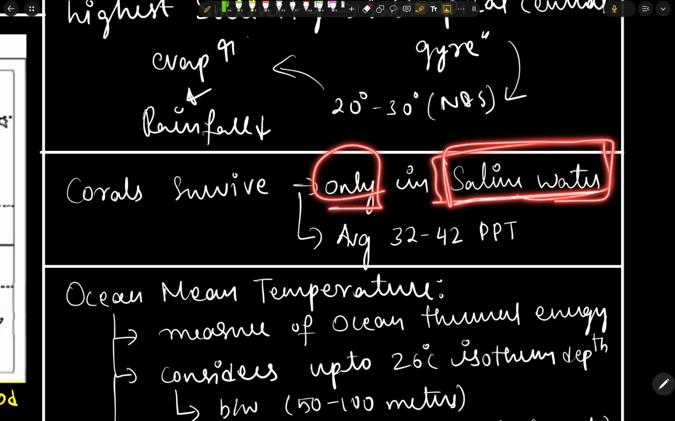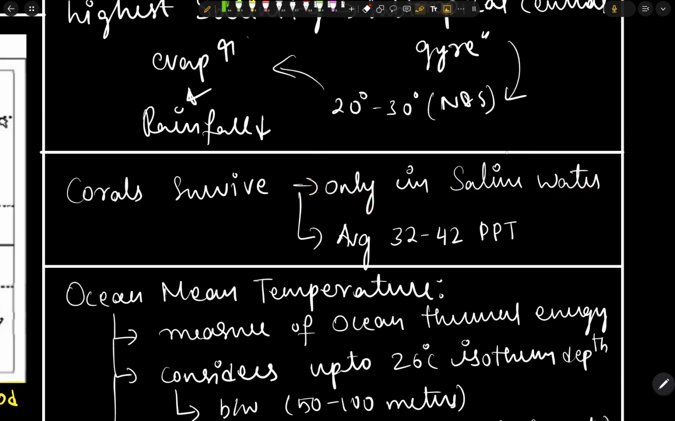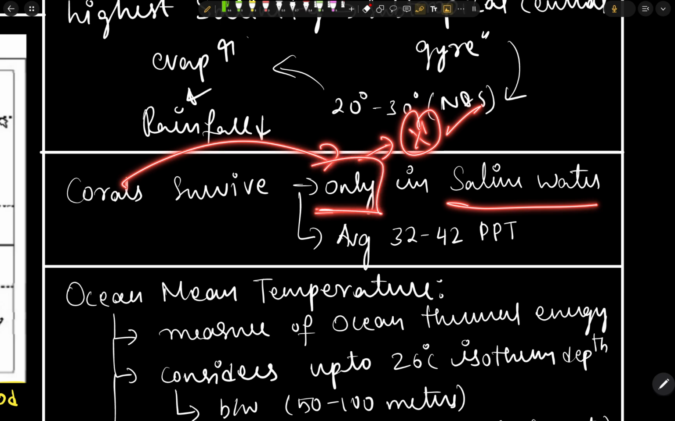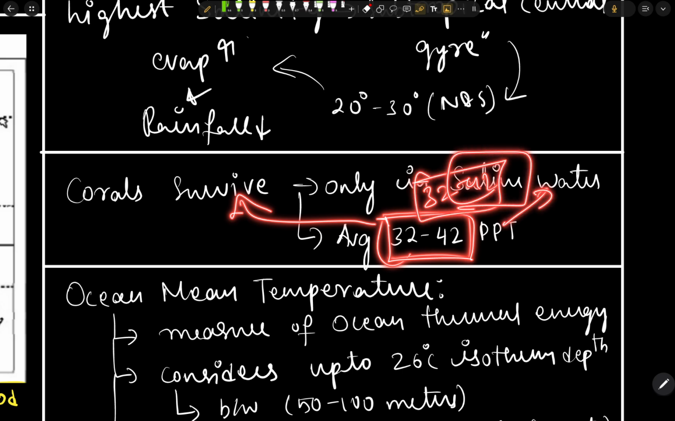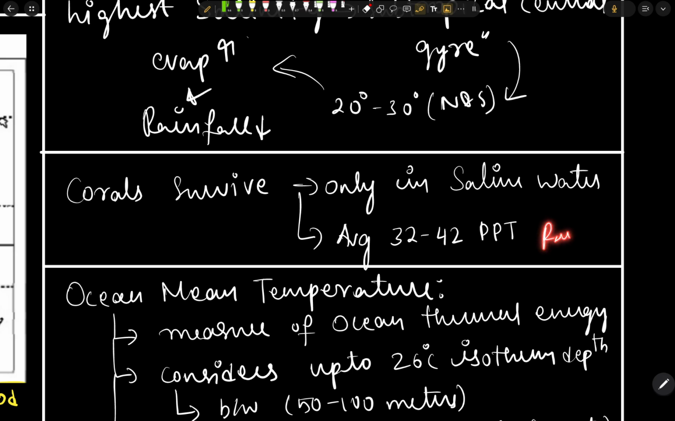I made a mistake in the exam in the MCQ result, where they asked that coral survive only in the saline water. I thought that it was wrong, but it only survives in the saline water. So the average PPT at which the coral survive is 32 to 42. PPT is nothing but the measure of salinity, the parameter of how much the salinity should be. PPT means parts per thousand.